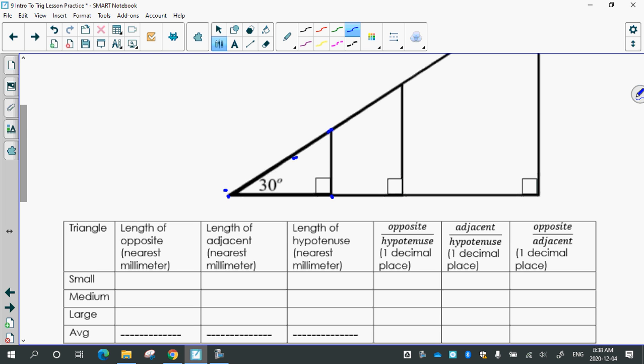Two of us got 2.2. Did anyone get something different? 2.3. How many people got 2.3? Okay, we're going to go with 2.3.